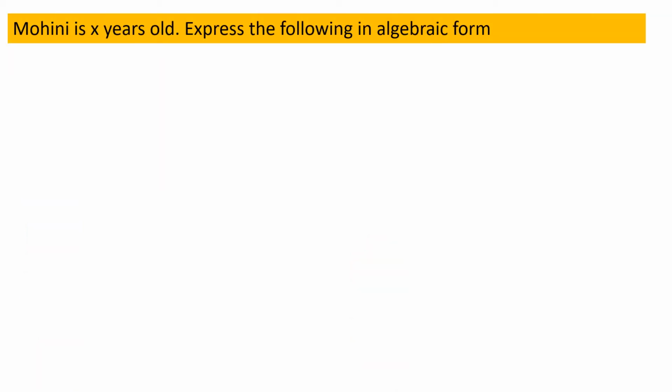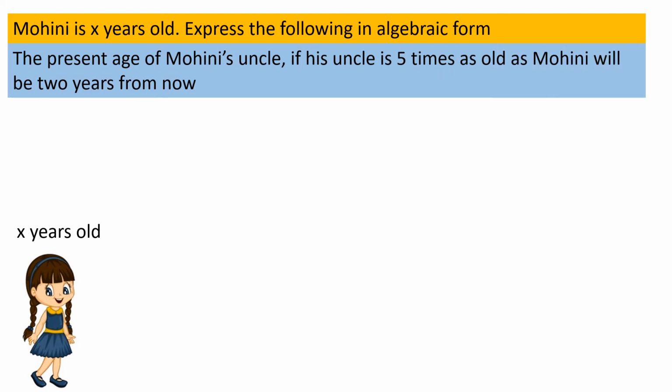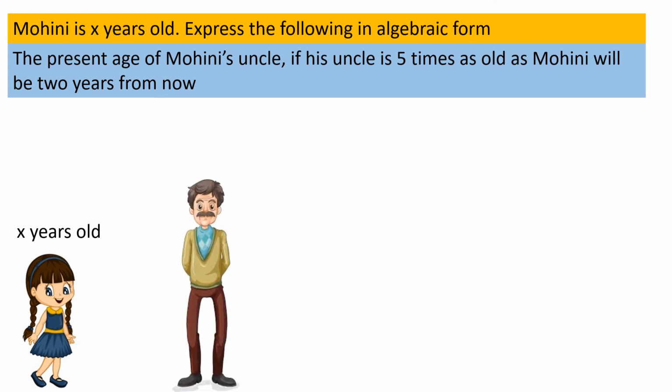Now let us understand how to express an algebraic equation with two variables. Here is one situation, again the situation of Mohini. Mohini is x years old. Now, the present age of Mohini's uncle, if his uncle is 5 times as old as Mohini will be 2 years from now. Here is one more variable, the age of Mohini's uncle. So let the age of Mohini's uncle be y years.